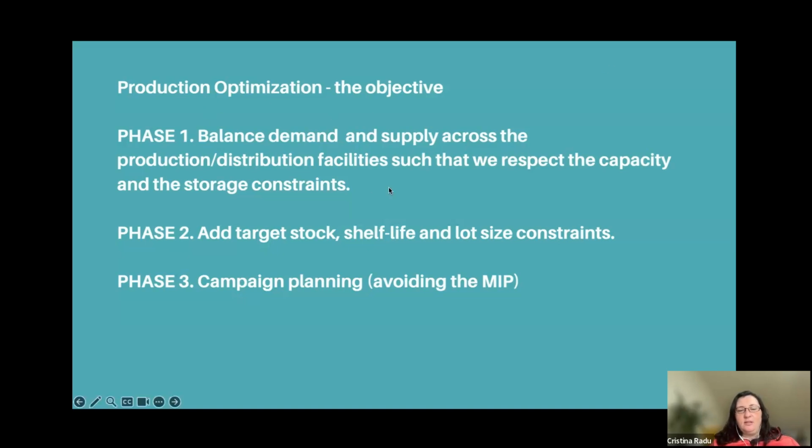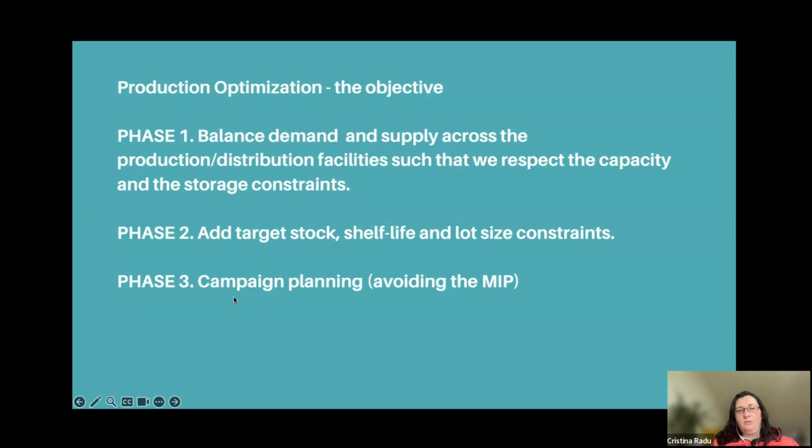In the first phase, we are going to have this core of balancing demand and supply, such that we respect the capacity and the storage constraints. Here we are going to talk about demand, about production, about capacity. And in phase 2, we are going to add target stocks, shelf life, and lot size constraints. These are not always necessary. Some companies don't have target stock, some don't have shelf life, some don't have lot size constraints. That's why they're in phase 2, because they are not needed to balance demand and supply in all companies.